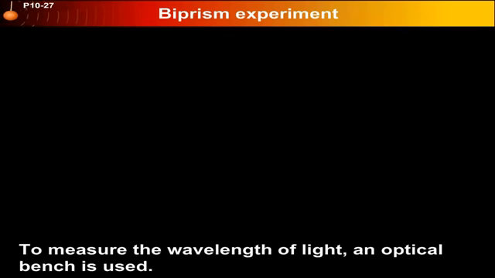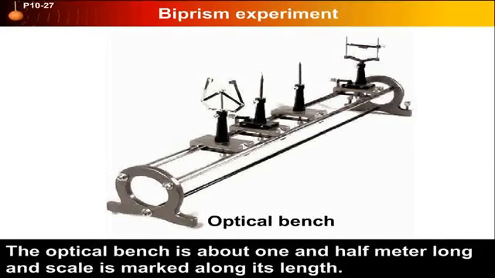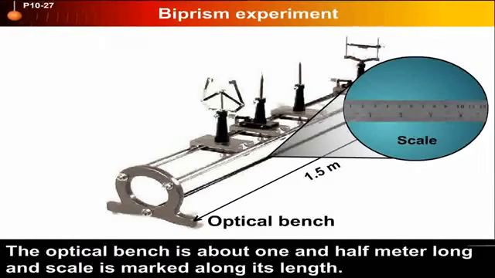Biprism experiment. To measure the wavelength of light, an optical bench is used. The optical bench is about 1.5 meters long and scale is marked along its length.